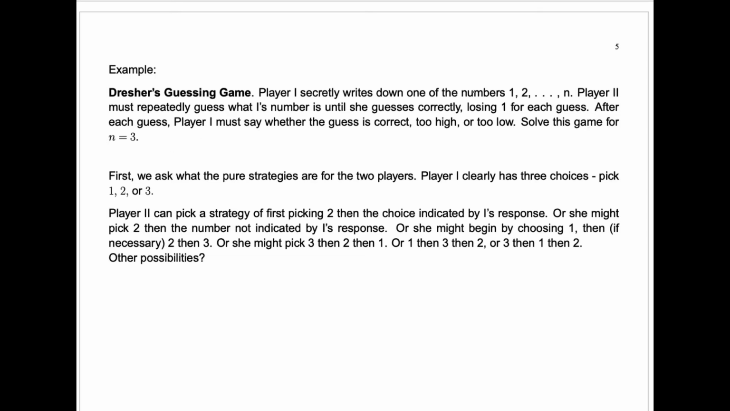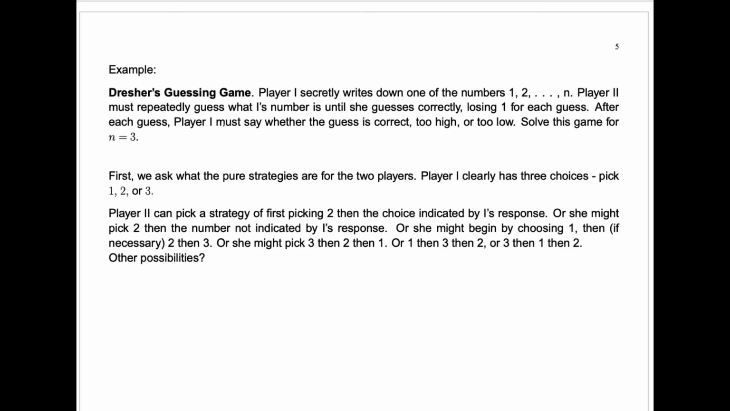Player 1 writes down one of the numbers 1 through n. Player 2 will repeatedly guess what player 1's number is until she guesses correctly, losing 1 for each guess. After each guess, player 1 must say whether the guess is correct, too high, or too low. Solve the game for n equals 3.